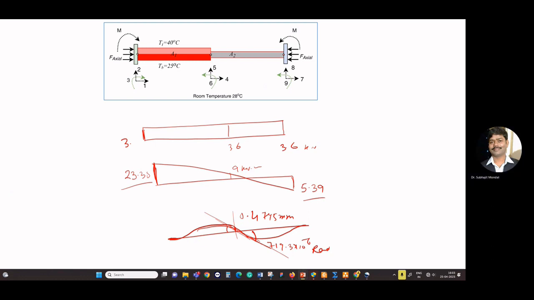Okay, so here we have seen that if a beam has a non-uniform temperature rise, then there will be axial force as well as bending moment. And here we have learned how to get the deflection pattern, how to obtain our bending moment diagram, and how to obtain our shear force diagram. Thank you.